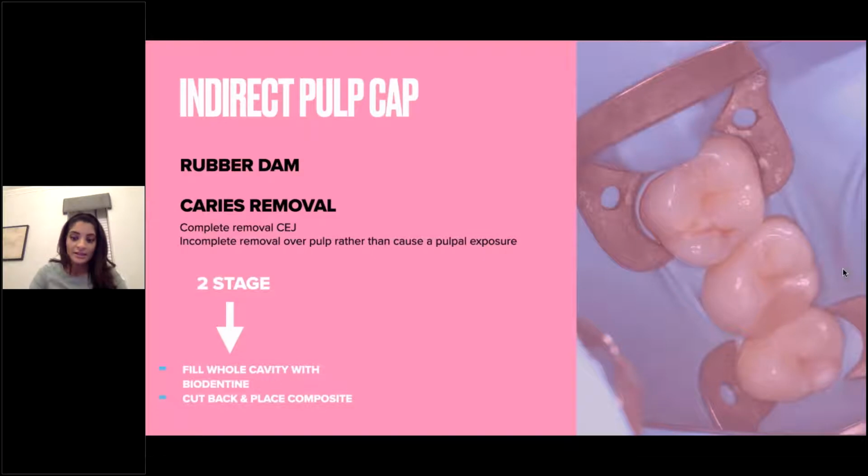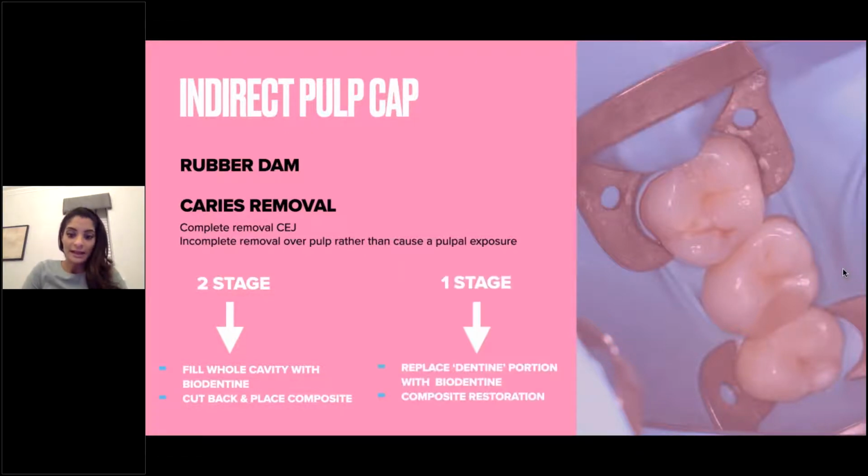Now we can use Biodentine in two ways. The first is the two-step procedure, and this is where we fill the whole cavity with Biodentine. Then after about 2 weeks or so, you can leave it a little bit longer, at a separate visit, you cut back the Biodentine and place a composite restoration or a permanent restoration.